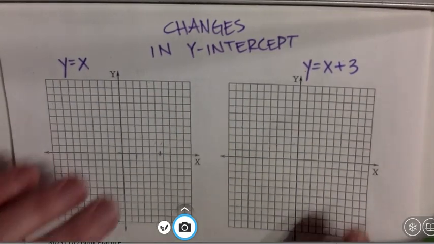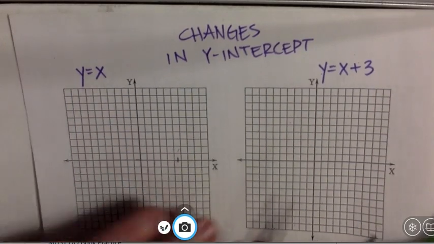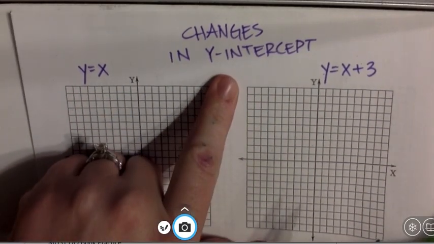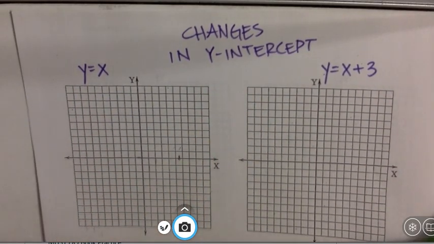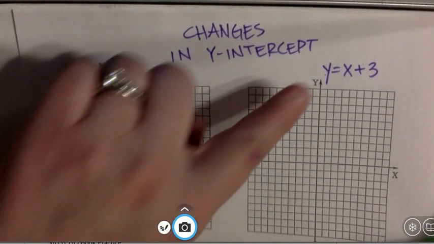Everyone, we have our last little video lesson. This one is pretty self-explanatory: changes in y-intercept. So far we have looked at two other types of transformations that we can do with lines and what we can see in terms of equations.